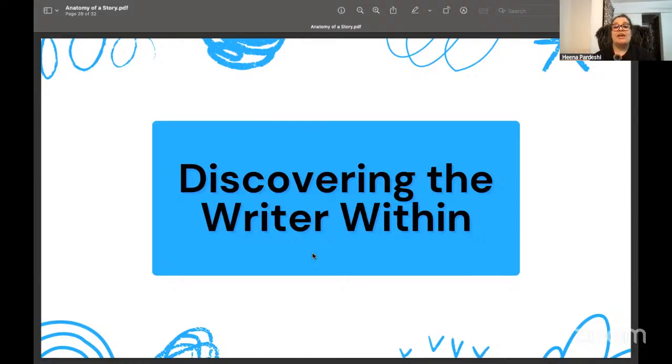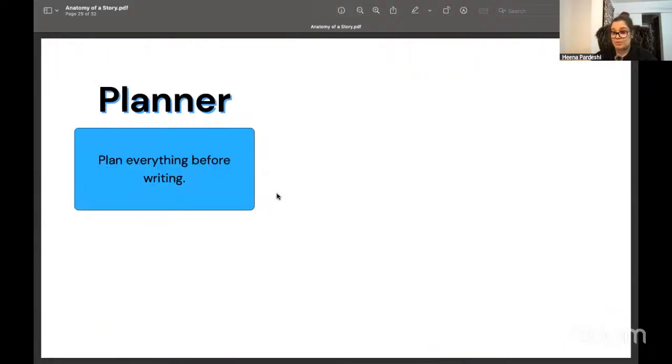Now, why am I covering this section, Discovering the Writer Within, is because in order to write the story that you want to write, you need to self-identify your creative rhythm. And that is what this is about. There are 2 types of writers, on a spectrum. Everyone is actually both types of writers, but to what degree you do each is what matters.